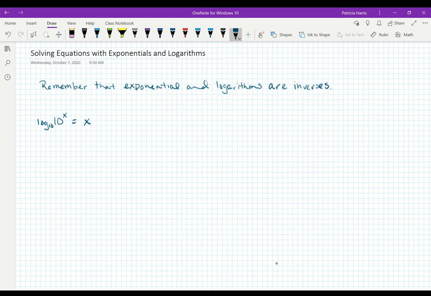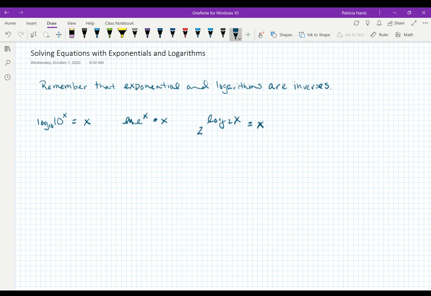If I have e to the x in an equation, I take the ln of that and it gives me x. Okay, if I have a logarithm in an equation like this, I take that equation and use it as a power, put a 2 under it, and get that. Okay, so I'm going to use this property of inverses to help me out.